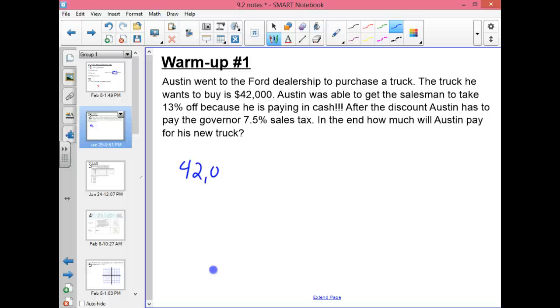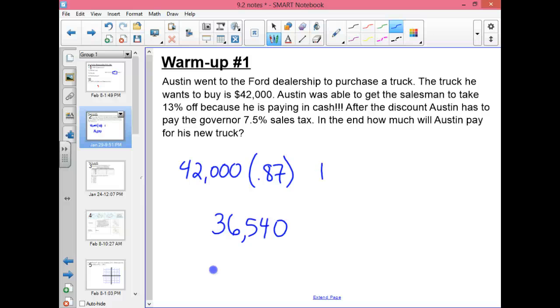So his original truck is $42,000, but it's 13% off. So you have to ask yourself what percentage of the car he's paying for. If he's not paying for 13%, then he's going to pay for 87% of the car. Okay? So if you calculated this, you're going to get exactly $36,540 he's going to end up paying for just the car.